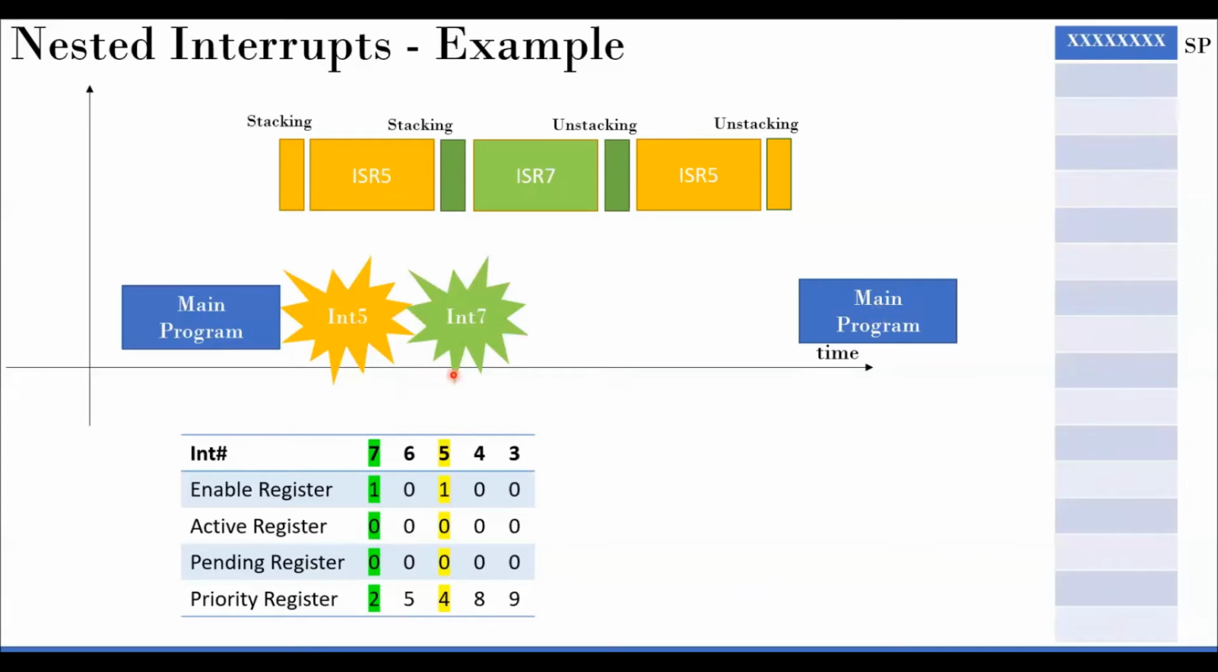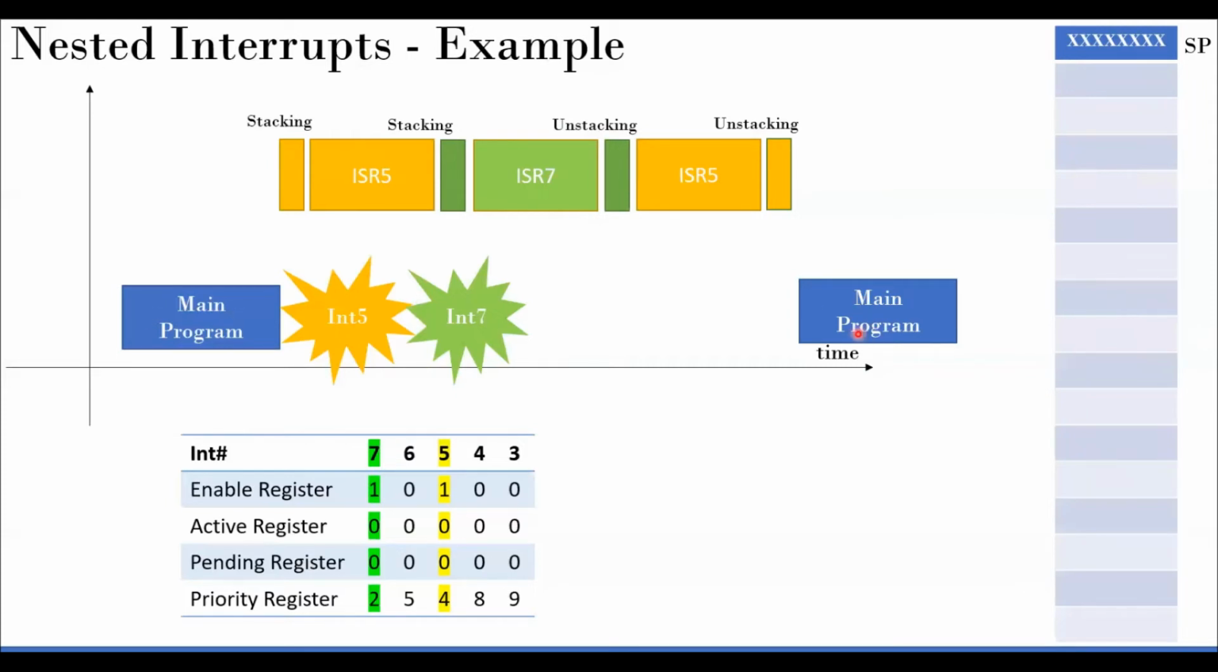So this is an interesting case where a main program was executed, suddenly interrupt 5 happens. So stacking happened, ISR 5 was getting executed, but suddenly in between interrupt 7 comes. But then NVIC finds that interrupt 7 has a higher priority compared to 5. So obviously it has to be executed first. So it goes and executes ISR 7. Before that, it does the stacking. Moment it is done, it executes the remaining part of ISR 5, not from scratch, of course, because the status is already unstacked. Then again it unstacks, and then the remaining part of the main program is executed.